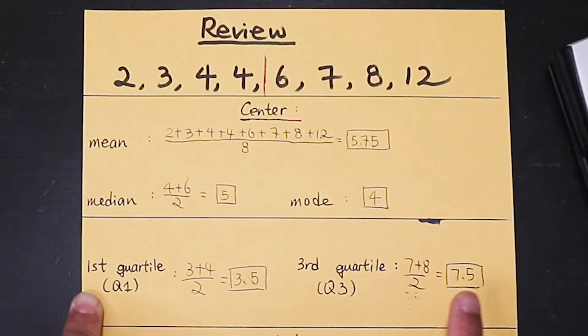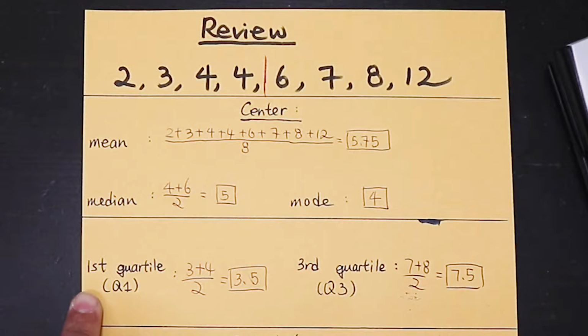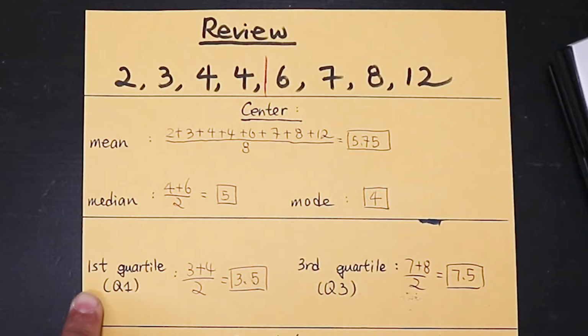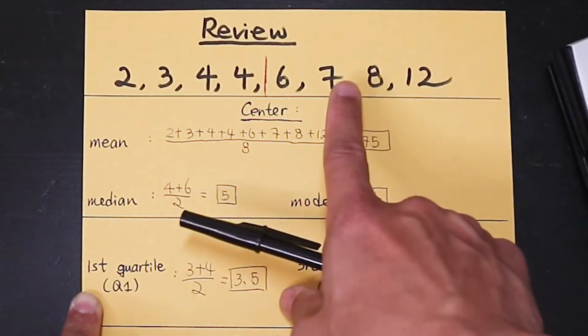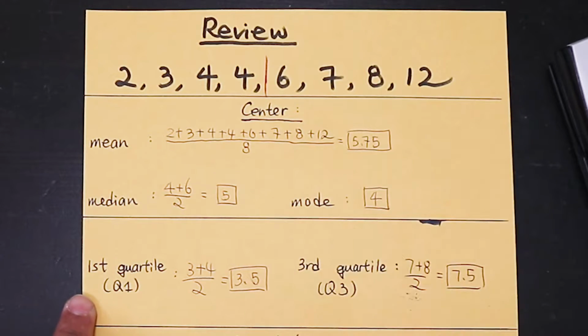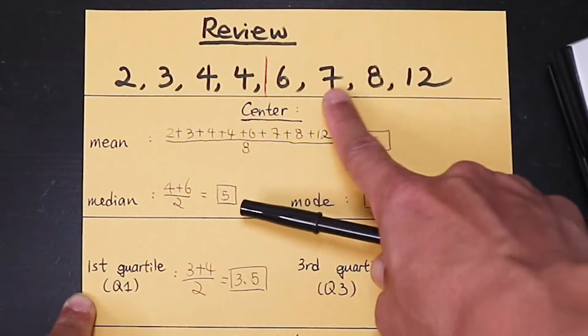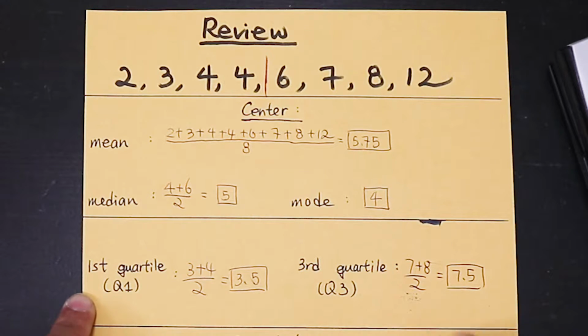Now, not every time do you have to add them and divide by 2. We do that only because we see that there are 2 numbers right in the middle of the data set. If it turns out to be, let's say this upper half, and there's only 3 numbers, then you take one of them out, and this number will be your third quartile. But it just happened that there are an even number of numbers, so you're going to end up with 2 numbers in the middle, and therefore you're going to take the average to find the third quartile.